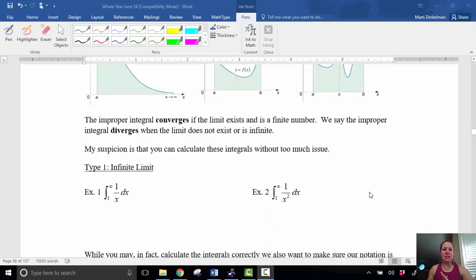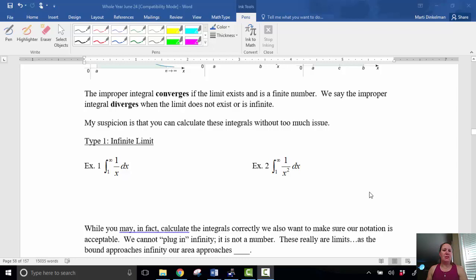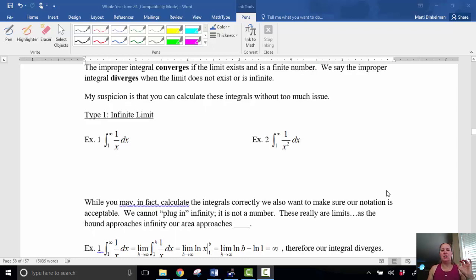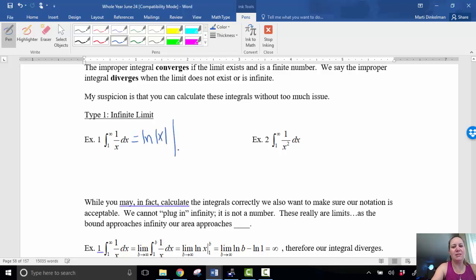So my suspicion is you would be just fine with these, calculating them. It's just that we need to talk about notation just a little bit. So let's pretend I don't see that that thing says infinity, and I just know that the antiderivative of 1 over x is natural log of x. And then I need to evaluate from 1 to infinity. So plug in the infinity, plug in the 1, we get 0 here.